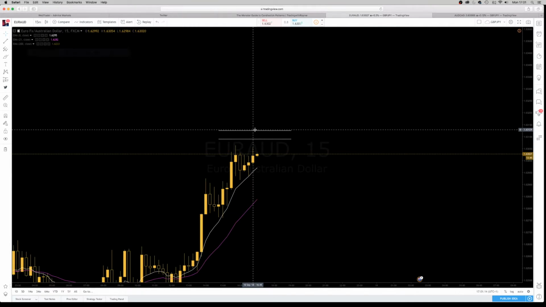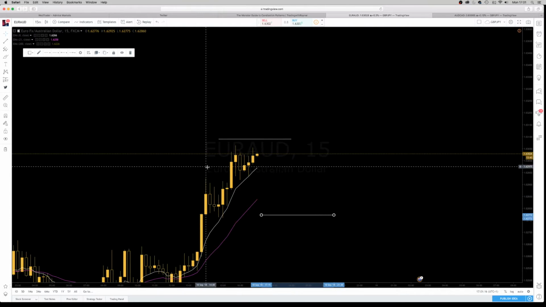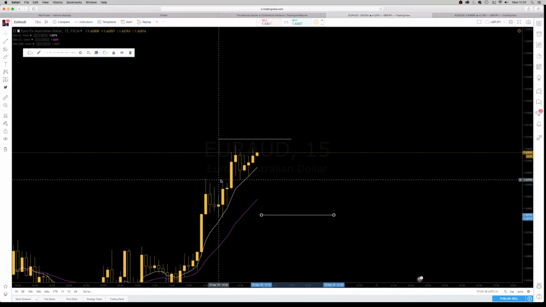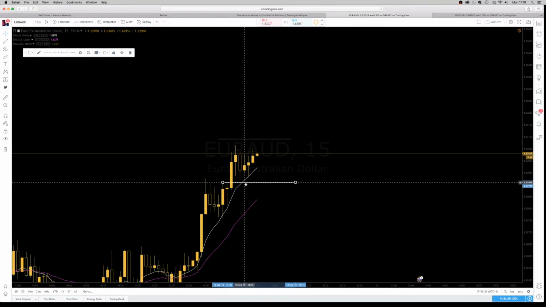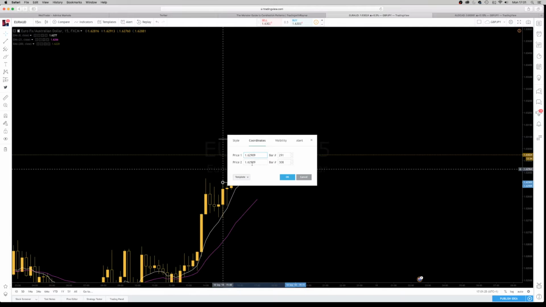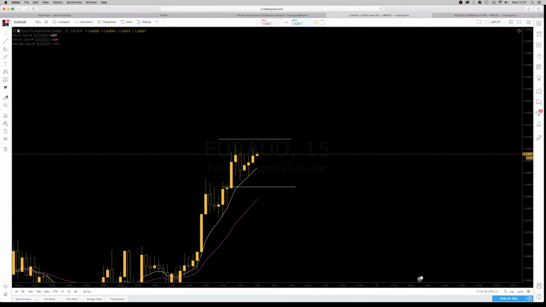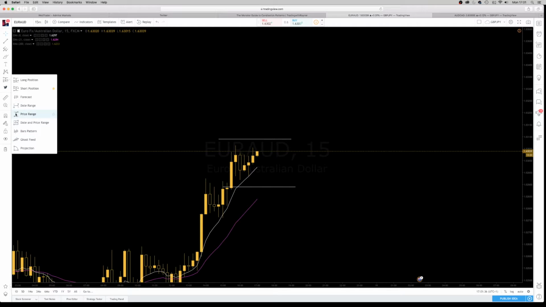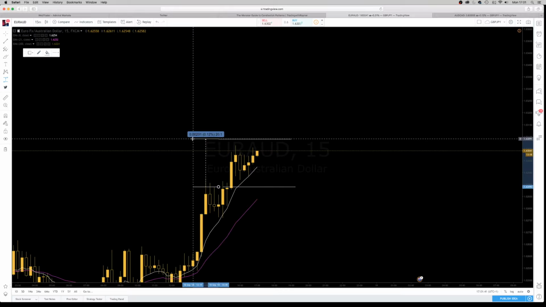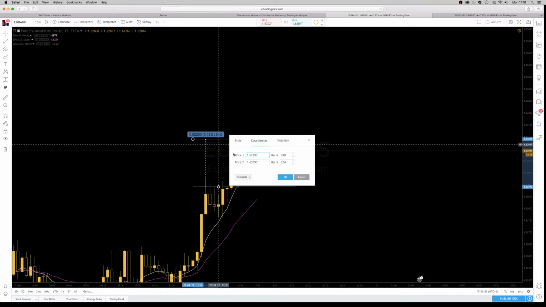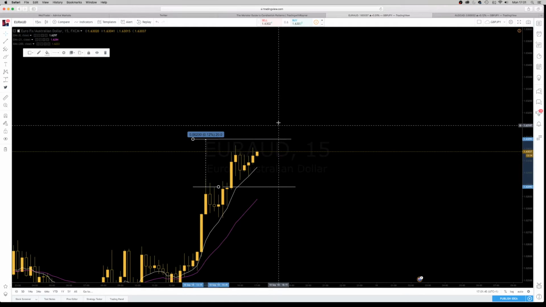So for the lows we are looking at 62.89, which gives us our definitive range. So let's just have a look at what we're looking at here. The price range 89 to 09, so we're looking at 20 pips.